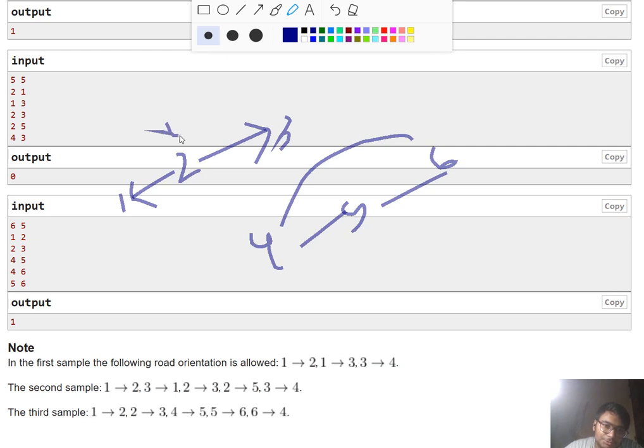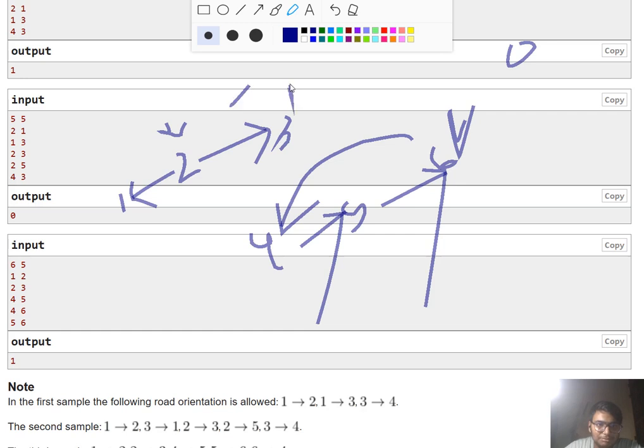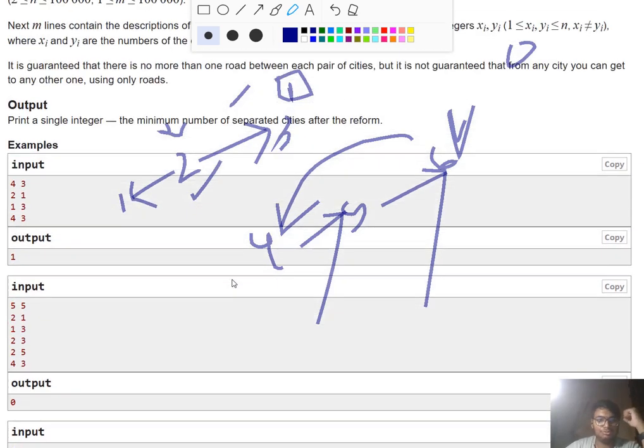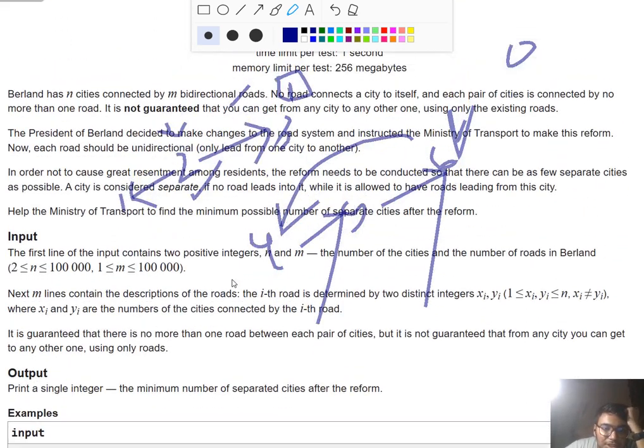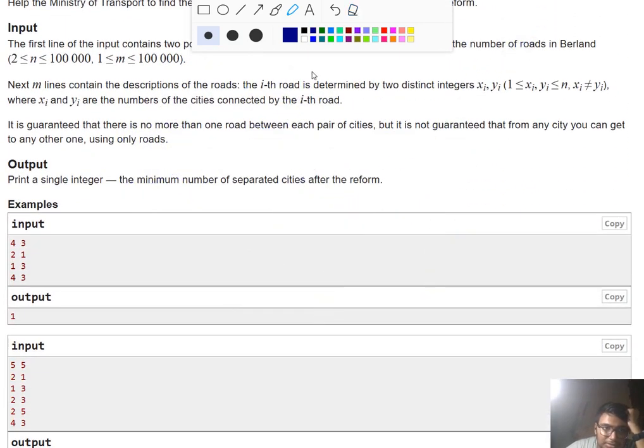But we can see that two have become separate now, and in this we try to make as few separate as possible. Let's connect to four. Now four is already connected, so there's no need to connect it extra. Let's connect five, let's connect six. So in this component we have 0, in this component we have 1, which is your 2. Okay, so how would we do this problem? Let's think about it.